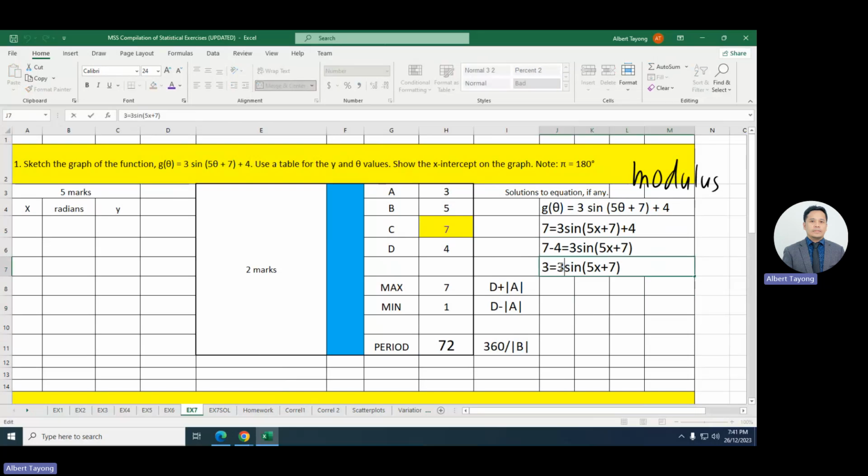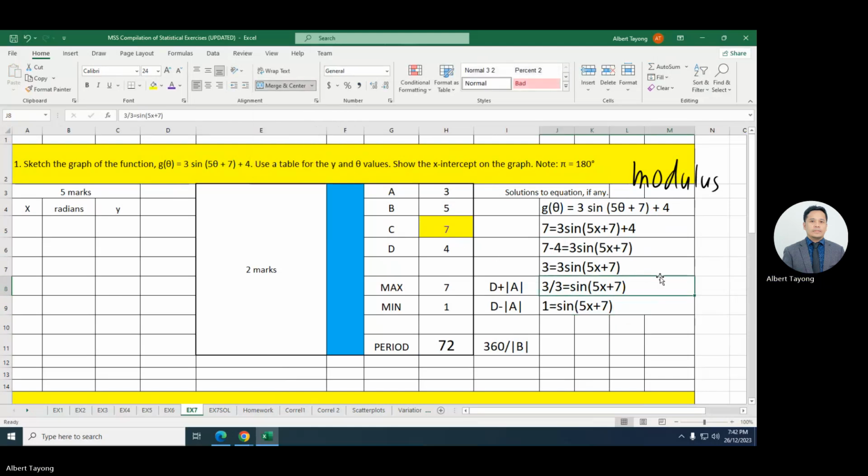So how to cancel the 3 here on the left? Divide by? Yes, divide by 3. Okay, 3 divided by 3 equals sine (5x plus 7). Why do we divide by 3? To delete what? Delete the 3. So what is 3 divided by 3? 1. 1 equals sine (5x plus 7).